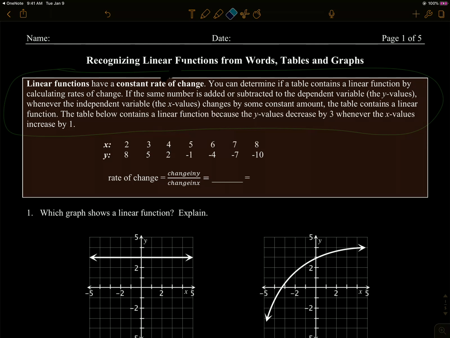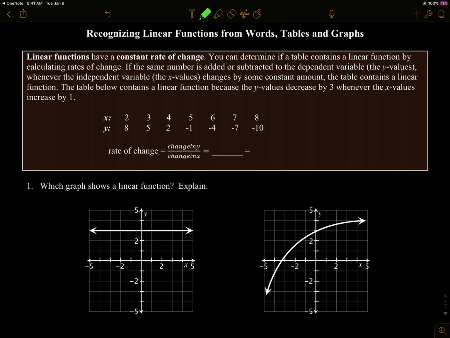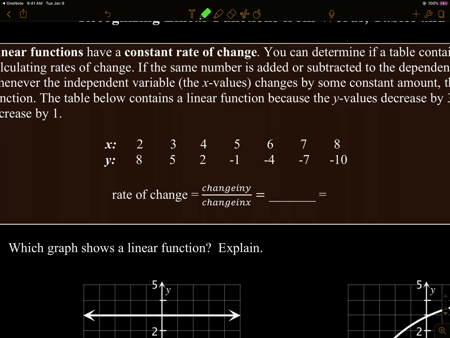Okay, welcome back. So the way we're going to check if a function is linear is it's got to have a constant rate of change. So what that means is you do have to check the change in x. In each step, so in this step, the x has gone up 1. In the next step, it's gone up 1. And the next step, it's gone up 1. It seems to be constant.